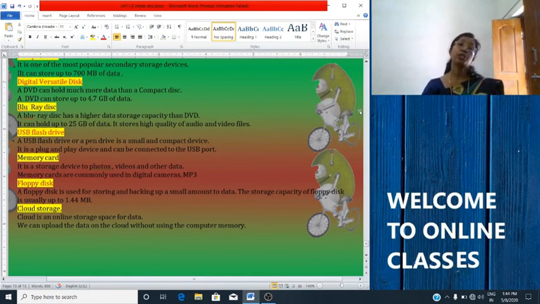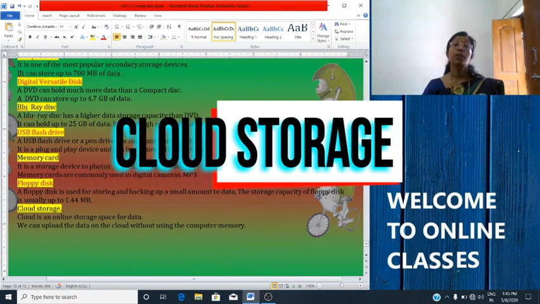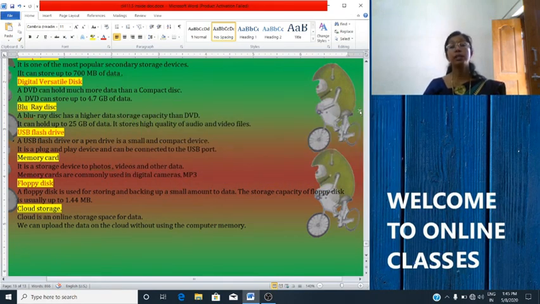Then cloud storage is an online storage space for storing data. We can upload the data on the cloud and access it anytime.